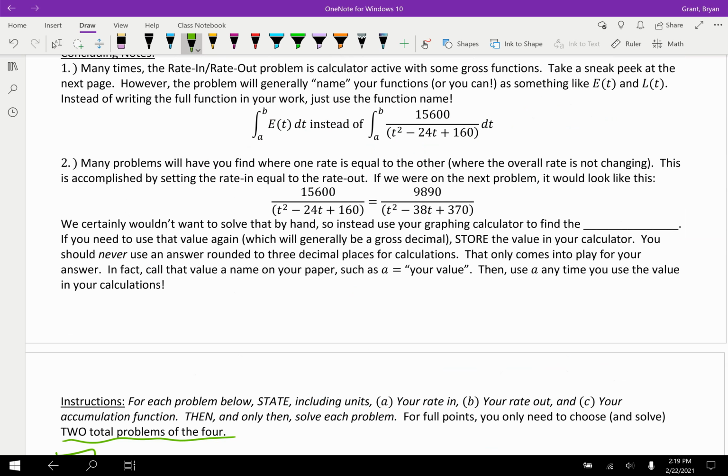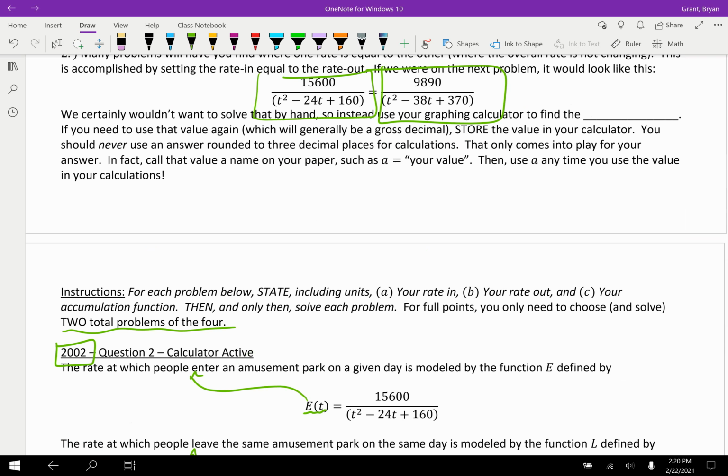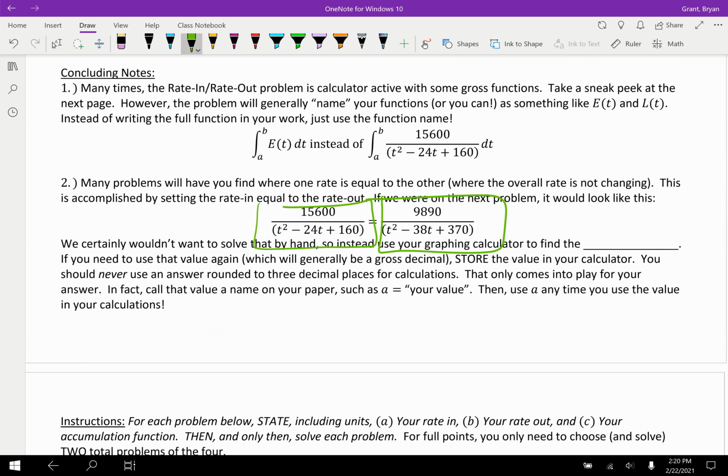So if you set these two rates equal to each other, here is E of t, here's L of t, this will tell us in the amusement park problem on the next page when the number of people in the park is staying constant. The same number of people are entering as are leaving. But the problem is you would have to solve this equation, which seems terrible. I would not want to solve that equation by hand. It's huge numbers, lots of factoring or quadratic formula. So instead, just use your graphing calculator to find the intersection. But the intersection of what? Well, we would need to graph two equations, one equation and the second.